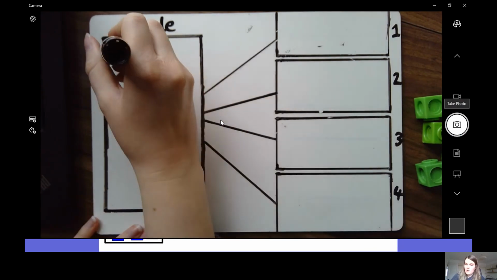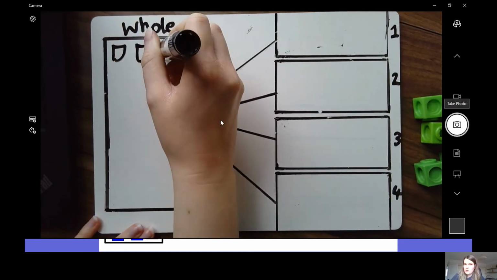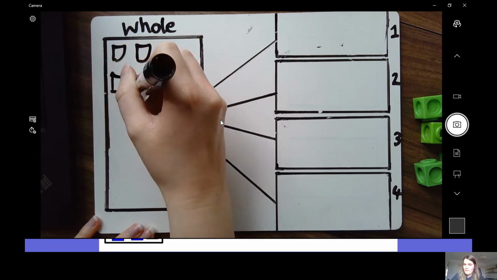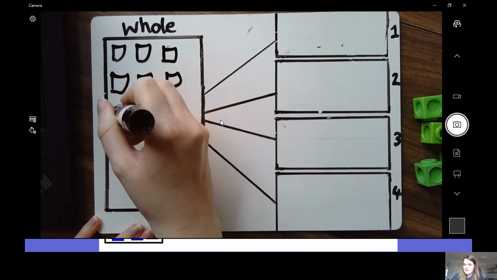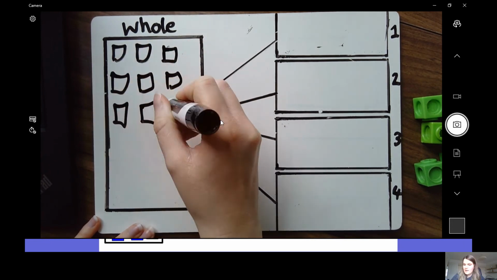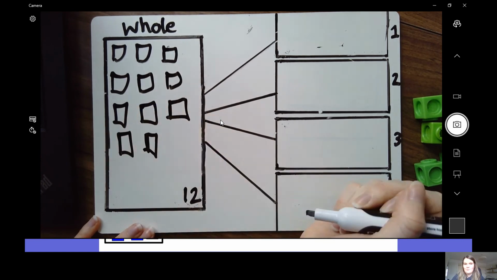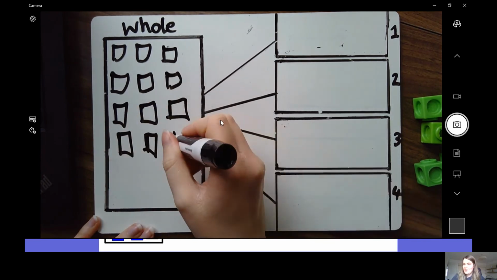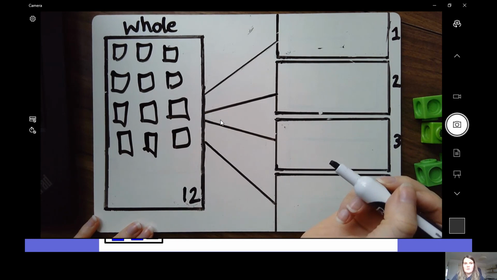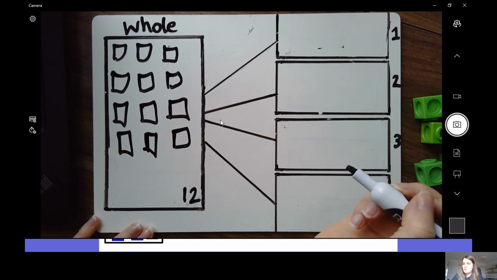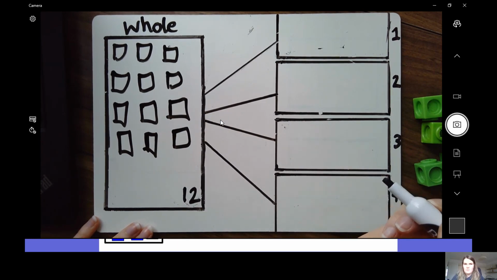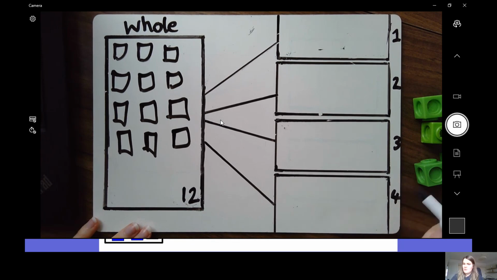12. Okay, counting with me. 1, 2, 3, 4, 5, 6, 7, 8, 9, 10, 11, 12. Thank you, 12. Fantastic. Have I drawn 12? Yes, I have. Now what do I need to do? I need to share them. I need to share them equally, so I have to share them into these 4 parts.